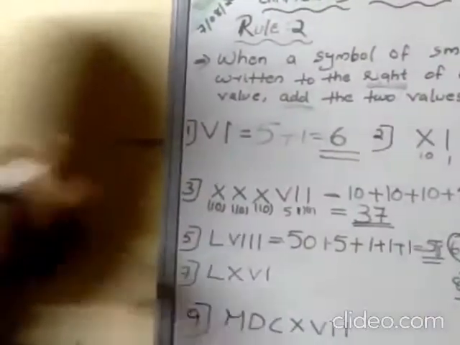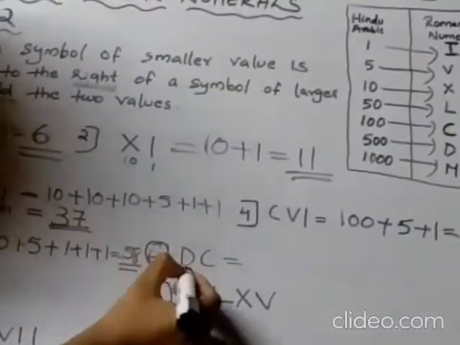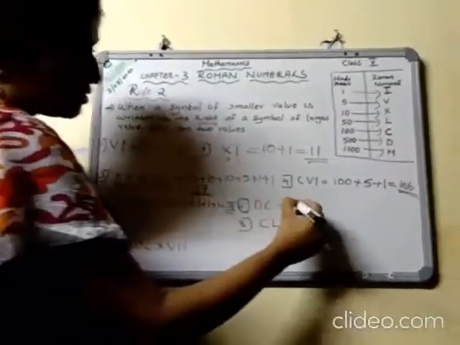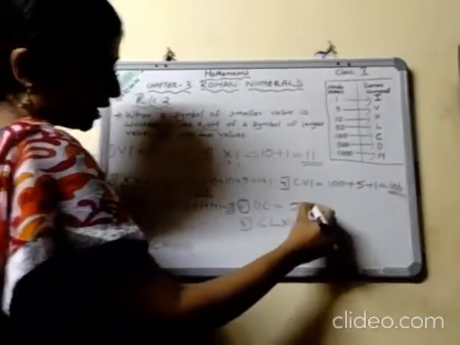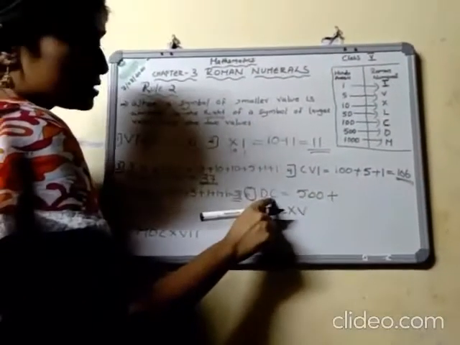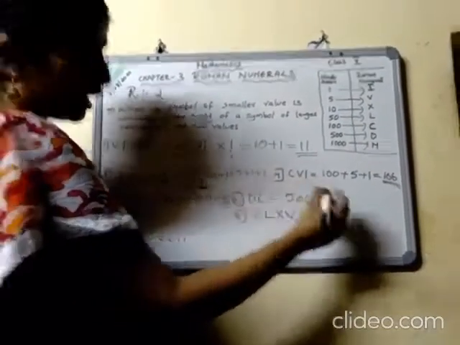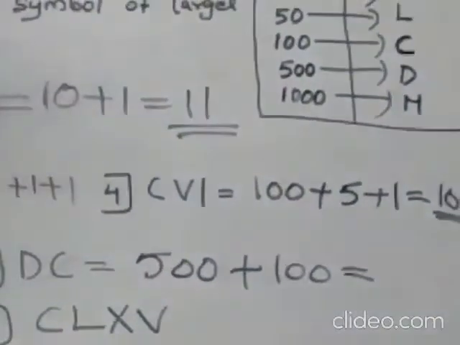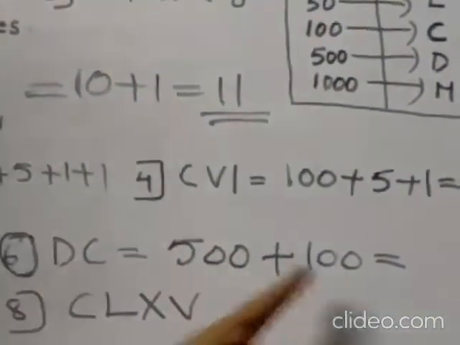Is it clear for you? Now see D and C. What does this Roman letter represent? You know D represents which number? 500. So DC represents 500 plus C, which represents which number? 100. So DC is the Roman letter representation of which number? 500 plus 100, which is equal to 600.